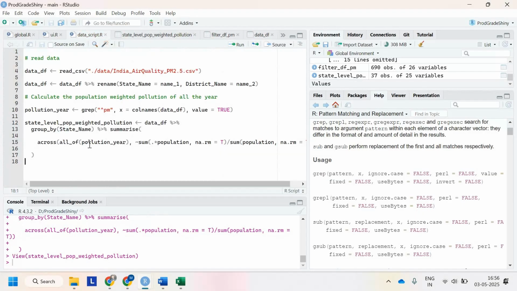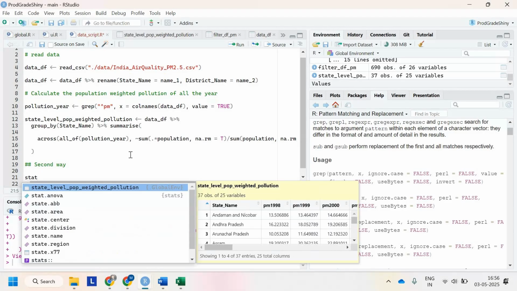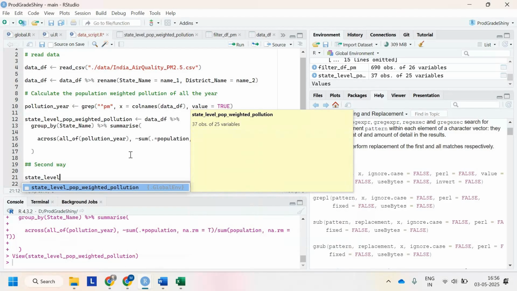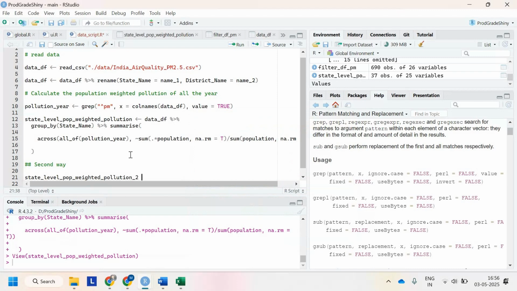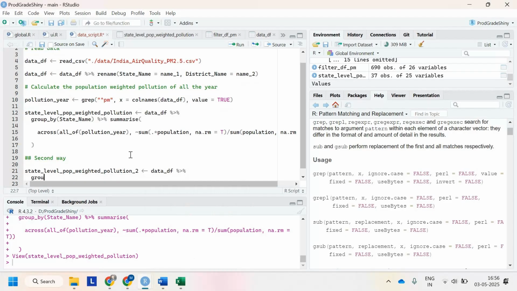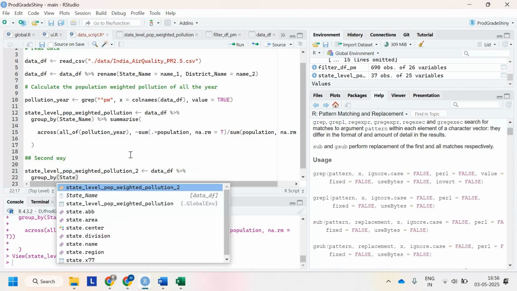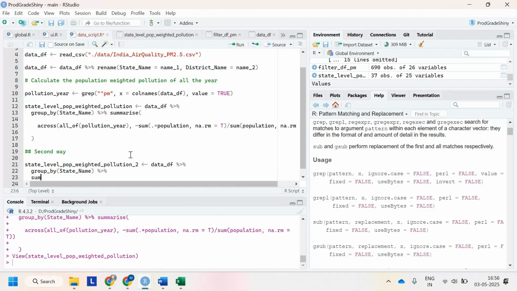All right. If you're not able to understand this, there's one more way to do that. I will show you the second way. Basically, I'm going to name it state level population 2 and keep the data df here. Again, do the group by, that will be the same, state name, then within the summarize. What we have to do basically is find the weighted average, right, across all the pollution year.